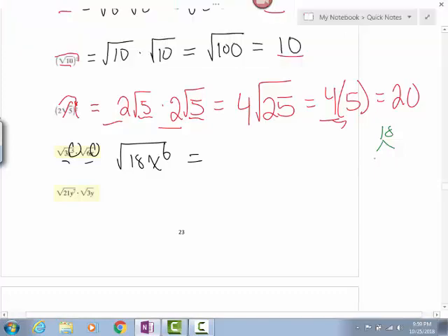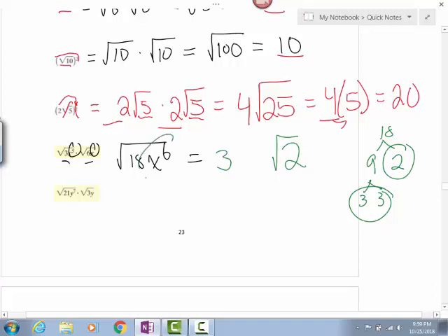All right, so 18, I'm going to think about that as 9 and 2. 9 I can break down into 3 and 3. Remember, the square root means I'm getting a pair. So I have the number 3 coming outside. That 2 has to go back and stay on the inside. Remember, we're going to take our exponent and divide it by 2. So 6 divided by 2 is 3. And here's my answer: 3x to the 3rd times the square root of 2.